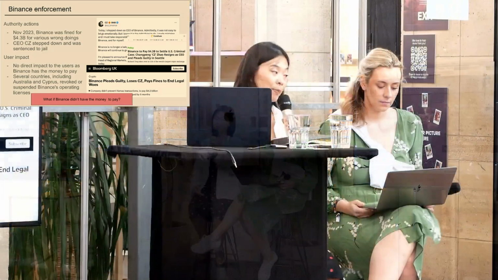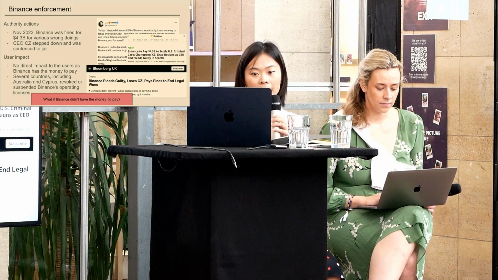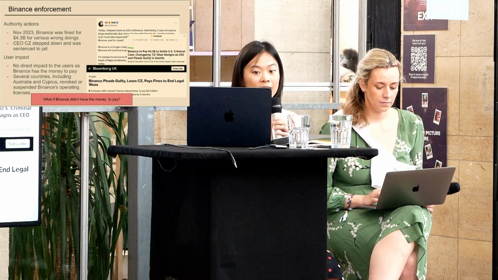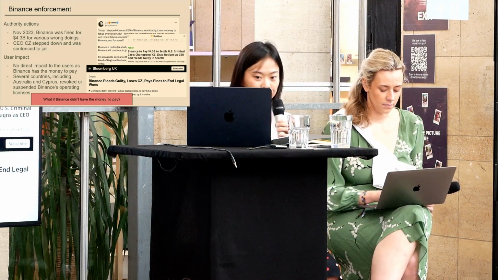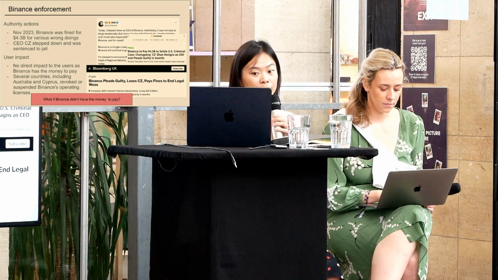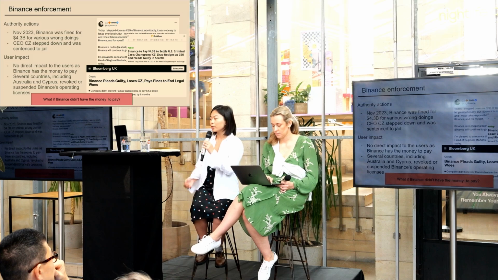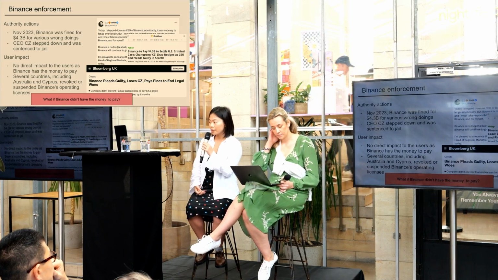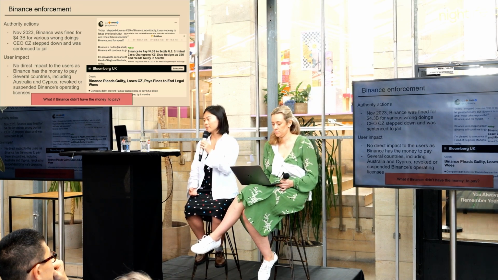Then there's the Binance enforcement. In November 2023, Binance was fined 4.3 billion for various wrongdoing. The CEO was seized, stepped down and was sentenced to jail. There was no direct impact to the user as Binance had the money to pay. Several countries, including Australia and Cyprus, revoked or suspended Binance's operating license. But what would have happened if Binance didn't have the money to pay?